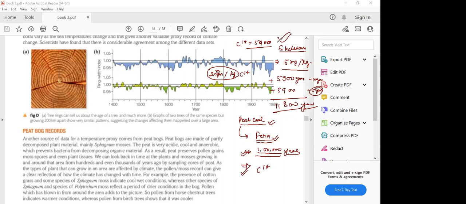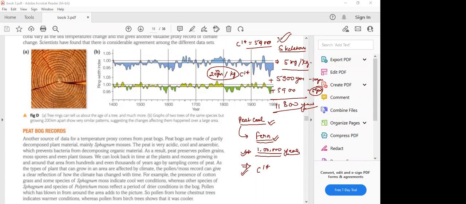Did you get my point? That is how we calculate the age of any old wood, any old object which has carbon composition. Or you can come to know the age of any organic compound, any organic source. Clear? So that's how we have calculated the age of that peat coal. We have confirmed.